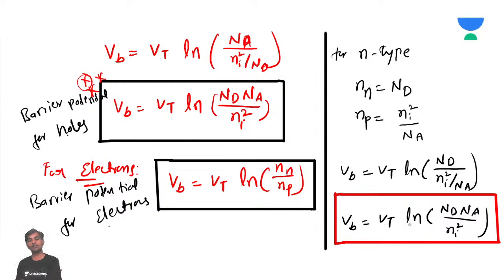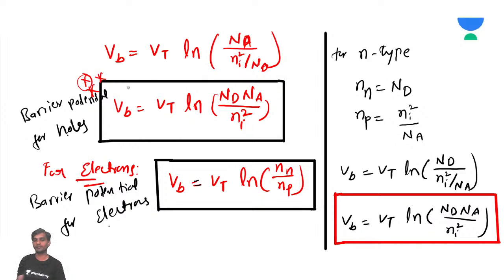So VB is equal to VT into ln of ND NA by ni square. For both of them, the potential is the same. If this is the wall, it doesn't matter from which side you are. Let's say this is a 6 feet wall. If you are standing on the right side of the wall, you have to jump 6 feet only, right? If you are standing on the left side, for that also you need the same potential energy. Yes or no? So the VB for both electrons and holes is the same.